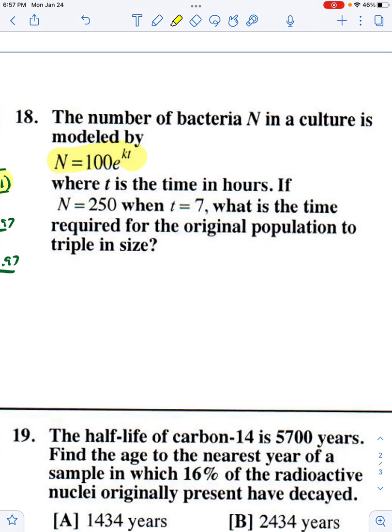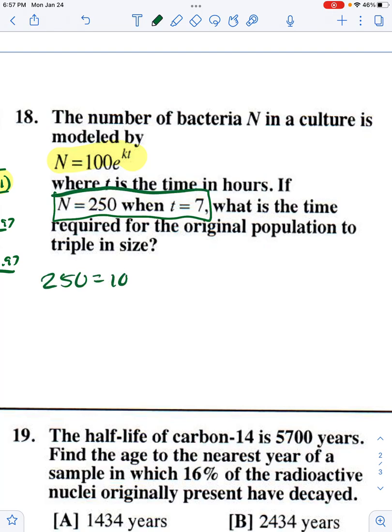The number of bacteria in a culture is modeled by this formula, where t is the time in hours. Okay, so this is kind of the tricky ones. This is where we have to do 2 phases because currently we have too many variables, things that we don't know. So they have to give us an example.